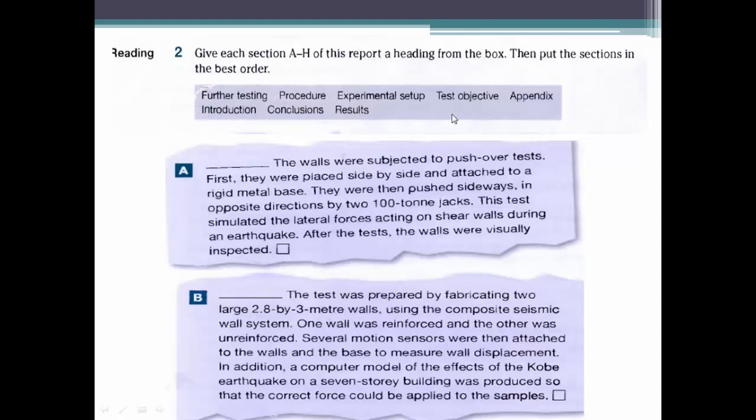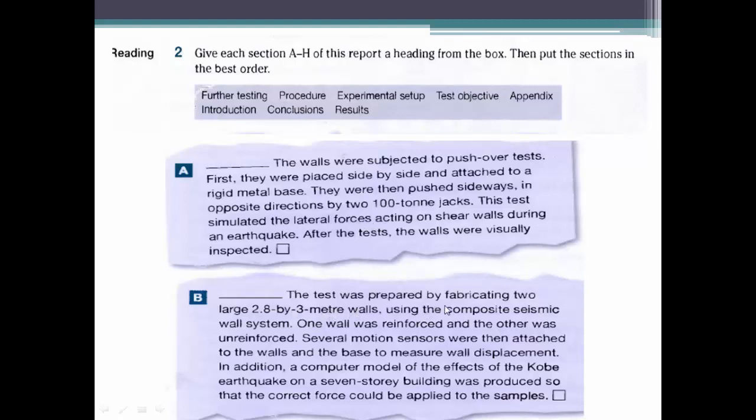So we need to use this box word in the spaces, like first A passage. The walls were subjected to push-over test. First, they were placed side by side and attached to a rigid metal base. They were then pushed sideways in opposite directions by 200-ton jacks. This test simulated the lateral forces acting on shear walls during an earthquake. After the test, the walls were visually inspected. So which part of this box word can we put here? You will think yourself.